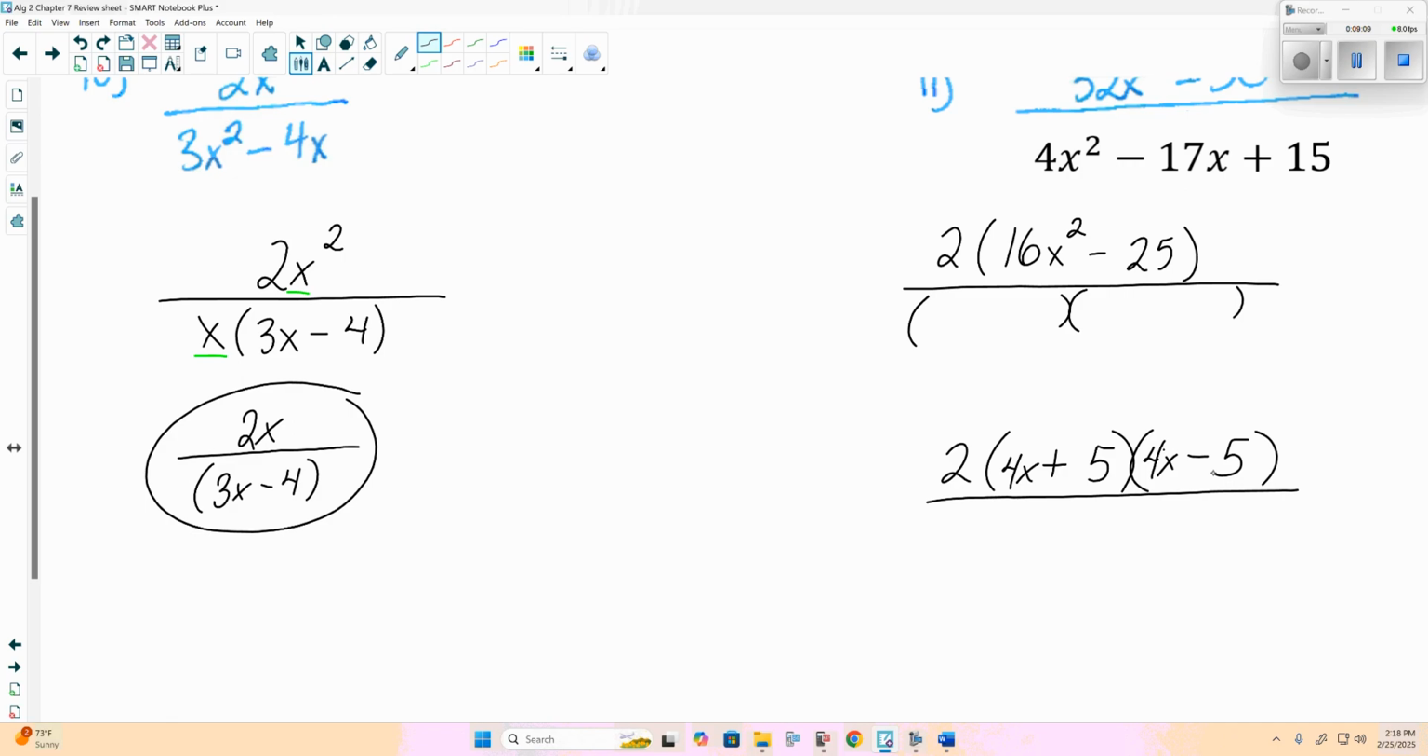If we look at the denominator, 4x squared minus 17x plus 15. Since the third term is positive, the signs are the same and match the sign in the middle term. So we have negative and negative. That gives us a little more information. It means the 4x plus 5 on top is not going to match with anything on bottom, because both the denominators are minus. So the best we can hope for is a 4x minus 5 on top and bottom.